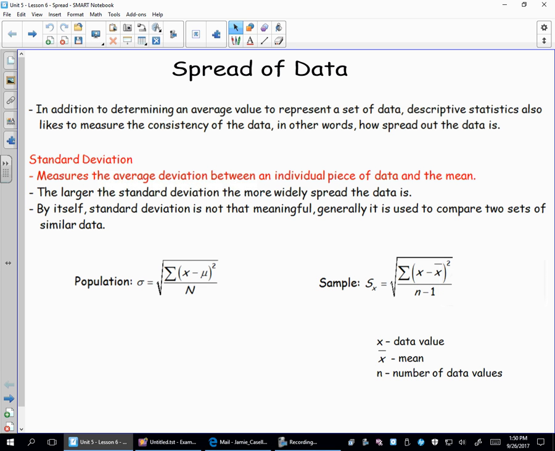In this lesson, we're going to continue our look at descriptive statistics. Last time, we looked at central tendency, how things cluster. Today, we want to look at how they spread out. We call that dispersion, and how spread out the data is.